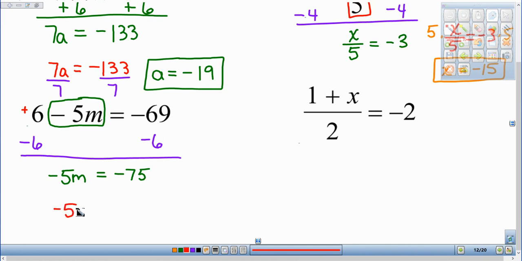One more step. It says negative 5m equals negative 75. You must remember that negative 5m is negative 5 times m. It's not a subtraction just because there's a minus sign there. So how do we get rid of a multiplication? We divide. We're going to divide by negative 5 on both sides. And those would cancel, leaving me with m equals, and a negative divided by a negative is positive. 75 divided by 5 is 15.